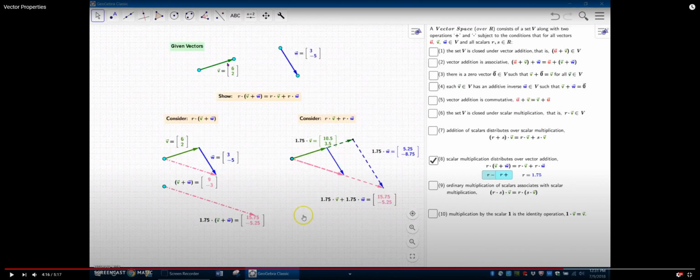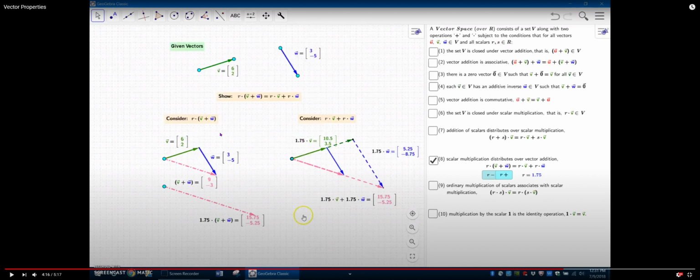So he has an example here. v is the vector 6, 2, and w is the vector 3, minus 5. On this left-hand side, first you add the v, which is 6, 2, and the w, which is 3, minus 5, and then the scalar r he's using is 1.75.